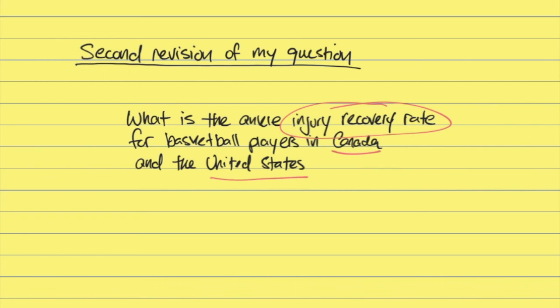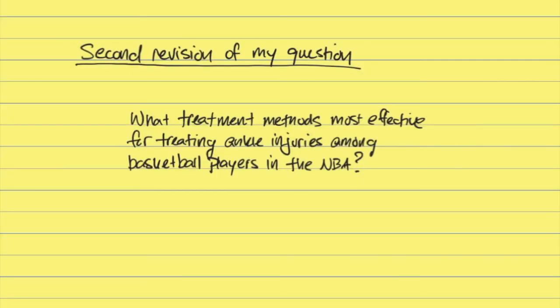A better way to go would be to choose a particular sport and perhaps a division in that sport. For my second question revision, I've made this a lot more specific. For instance, rather than looking at ankle injury recovery rates, I'm looking at the treatments that are most effective for treating ankle injuries to begin with. I've also changed this so my population group is a lot more specific. Rather than Canada and the United States, I want to search now for basketball players in the NBA specifically, so that's much more narrow.